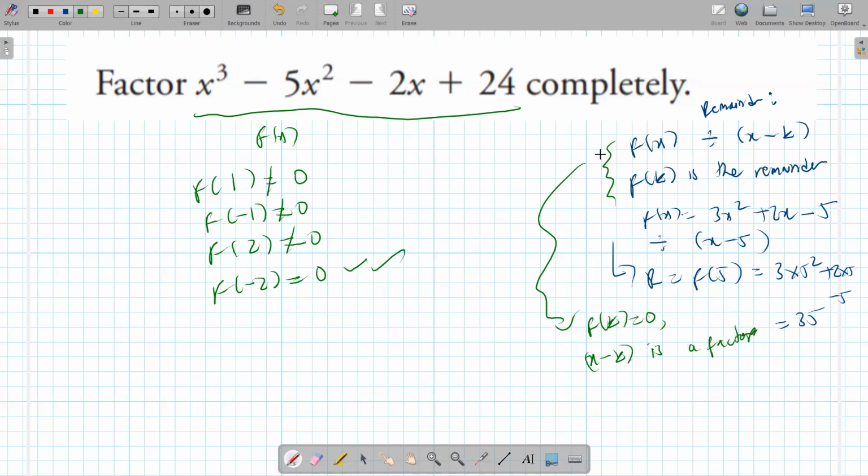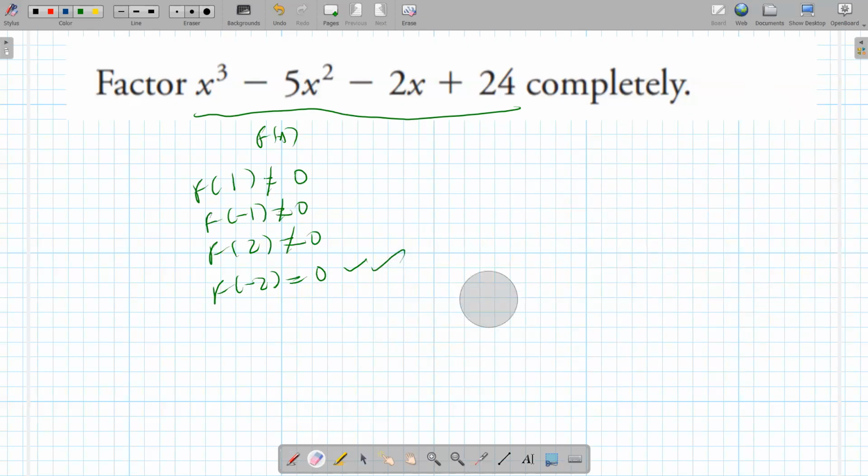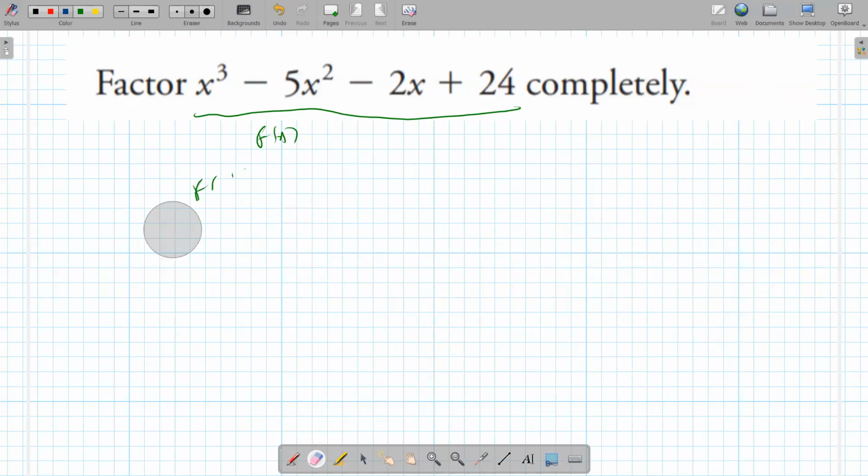That's the factor theorem. Yeah, the one in green is the factor theorem. The one in blue is the remainder theorem. Okay, so after you find that -2, you just do long division, or synthetic, which is easier. Yeah, you can do long division or synthetic. So we know -2 gives us a 0, so we know that x plus 2 is a factor.